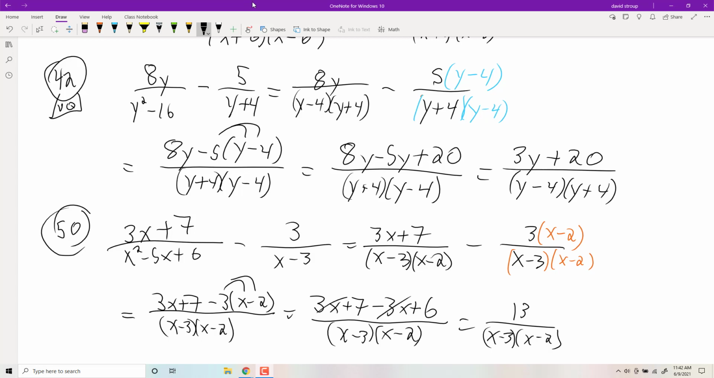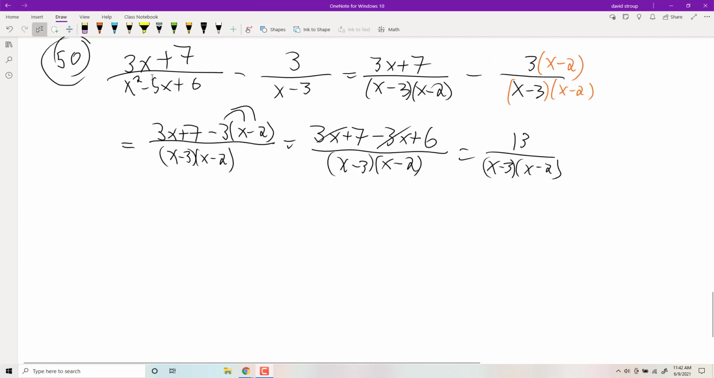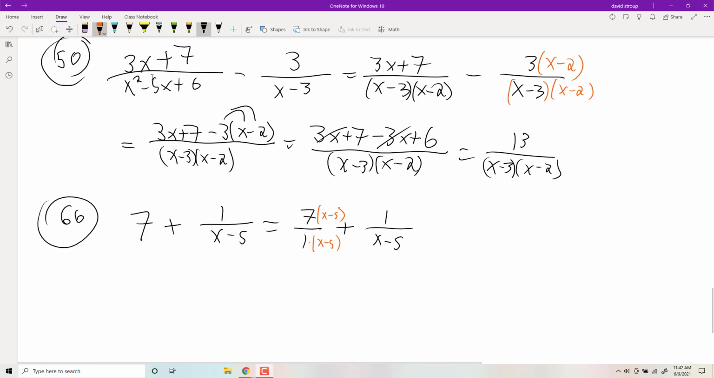I think we want to look at 66 next, maybe. Yeah, okay. So this is one of those trivial ones. You have 7 plus 1 over x minus 5. So we're going to rewrite 7 as 7 over 1. And then get the common denominator and add them together. So the first denominator is missing a factor of x minus 5, of course. Multiply top and bottom by x minus 5.